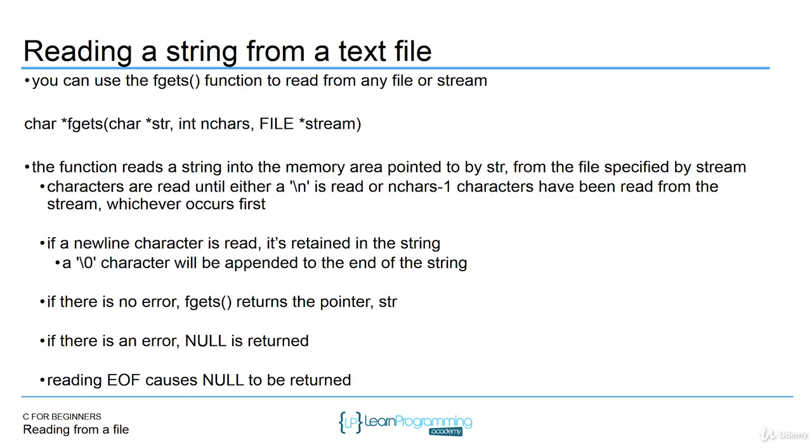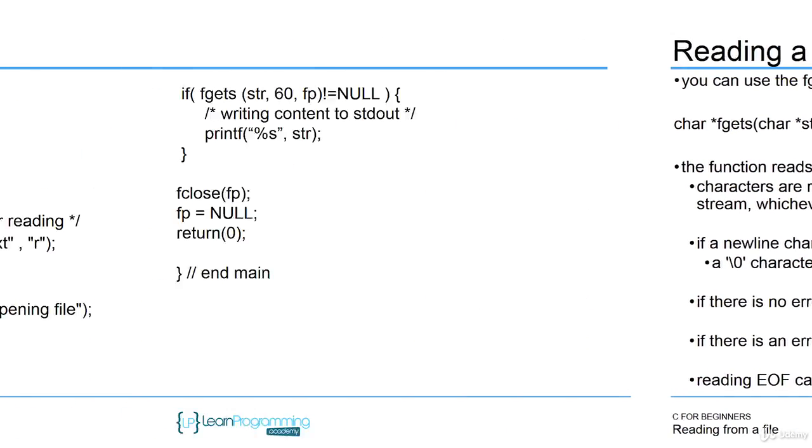If there's no error, fgets is going to return the pointer, which is the first parameter. It's going to return a pointer which gets returned from the function, and then it's also going to populate the str pointer as the first parameter. If there is an error, null is returned, and then reading the end of file causes null to be returned. That means you read all of your strings.